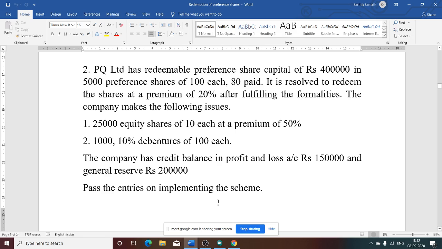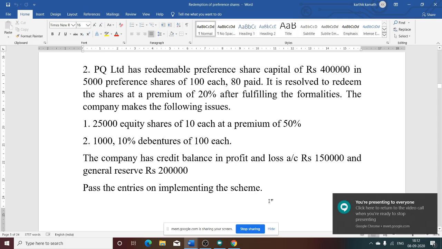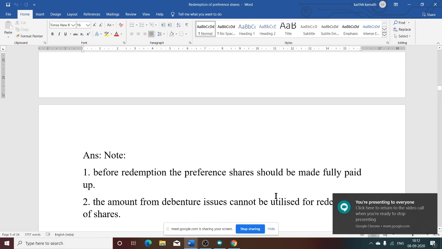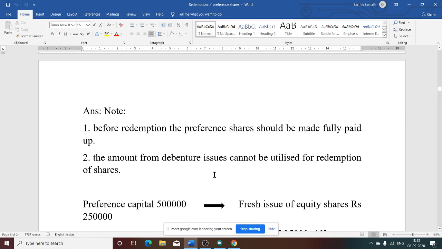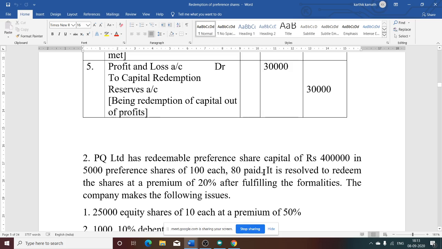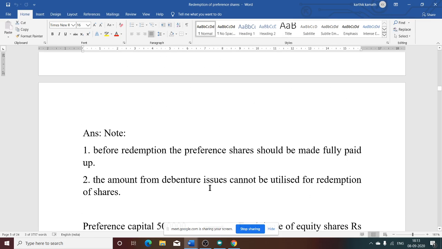Pass the entries on implementing the scheme. So we need to pass all the journal entries for this problem. We will see the journal entries one by one. Before that, there are notes, given for the purpose of solving the problem. See this note: before the redemption of preference shares, the shares should be made fully paid up. That is correct, because here partly paid shares are given, 80 paid, so we need to convert them into 100. How? By making a call of 20 rupees.